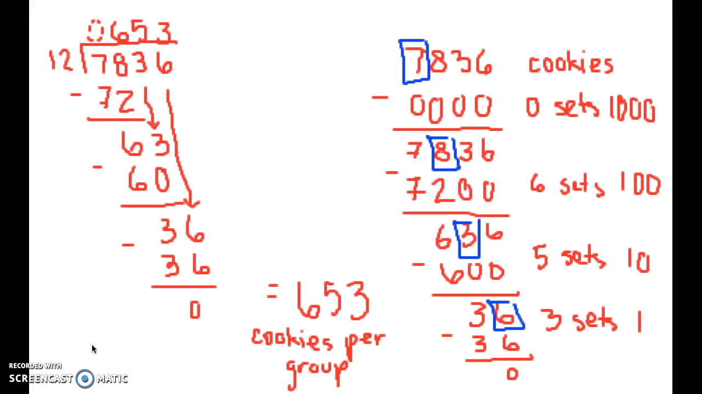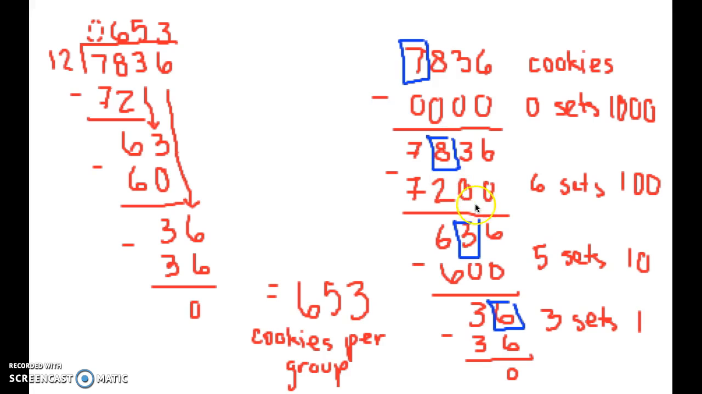Let's go over how this really worked. So if we go back to our definition, which is you start with some things, which was our 7,836 cookies, and we gave an equal amount to a fixed number of groups, which was our 12 groups, or our 12 friends, and we counted how many things end up in one group. So if we look over here, we saw how many times we could put 12 into the thousands place, which is 0, because we don't have more than 7,000 cookies. So then we moved on to our hundreds place, and we found out that we could put 6 sets of 100 into our groups, which is really multiplying 12 by 600, and so you get 7,200. Subtract that, and you get 636.